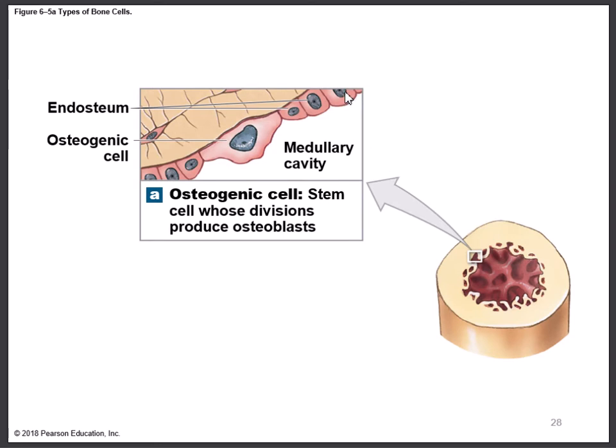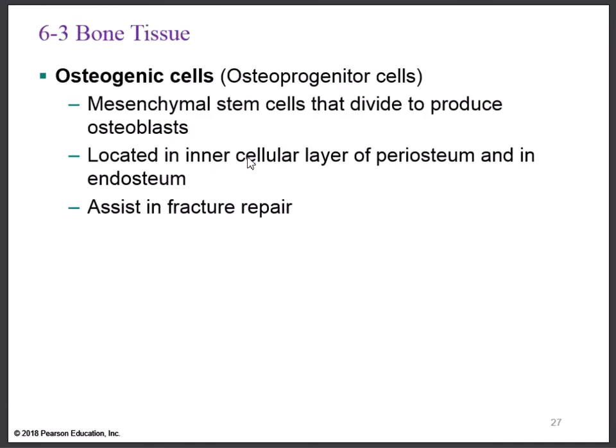So here you can see it. This is the endosteum, because what they did is they kind of blew up this area right here. So we can see here's the endosteal lining. It makes up the endosteum cells. And then here's a big osteogenic cell. And like I said, this can produce osteoblasts. So that's where they're located.